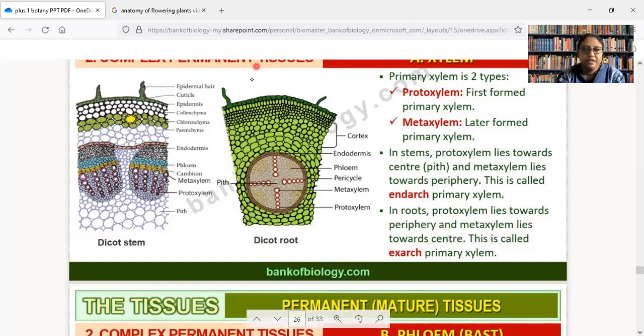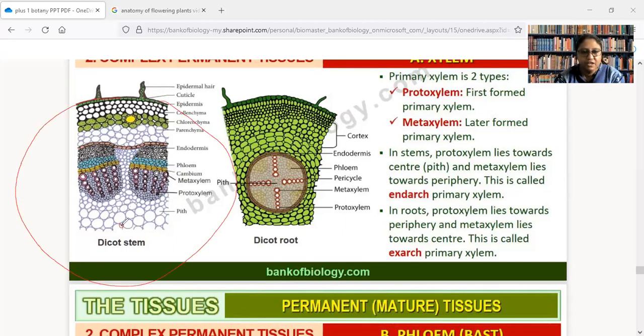How center? Consider, beta, this is a cross section of a stem. If this is the cross section of the stem, then which is the center of the stem? This is the center. So protoxylem will be present towards the center. Okay, and metaxylem is towards the periphery. So this is how the metaxylem will be existing.